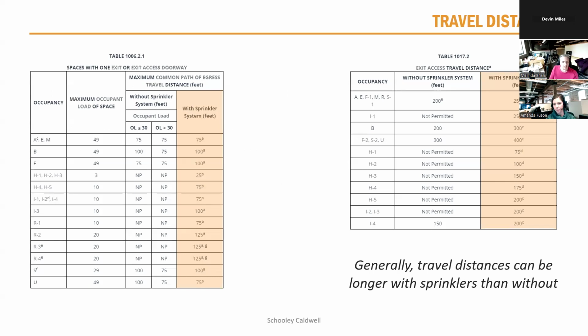And looking at travel distance, how far can you go to get out of a building or get into a safe enclosure in a building? That is also a greater distance if you have sprinklers, which if you think about it, makes sense. The sprinklers are helping to control the spread of the fire. They're helping reduce the smoke. Therefore, it makes it safer for the occupants of the building to have to walk a little farther to get out of the building.